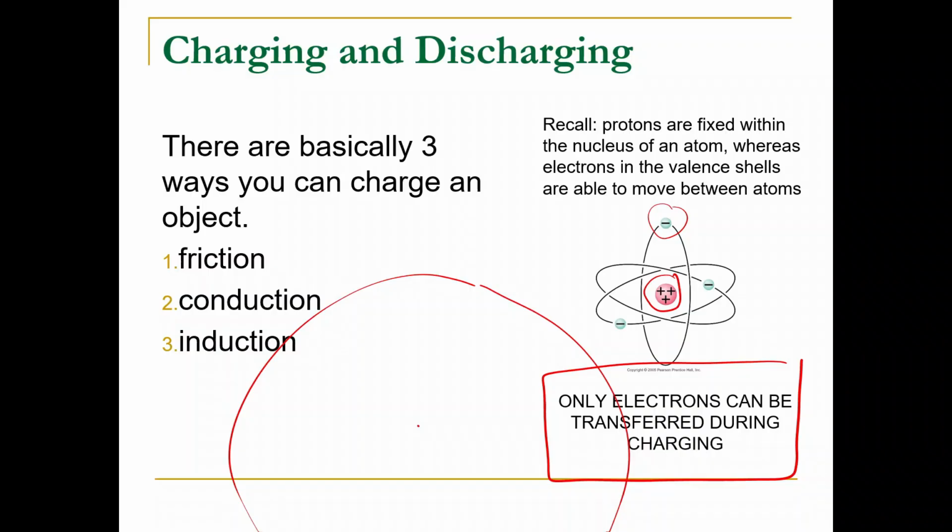So if an object becomes positively charged, it's because it has lost electrons. If it becomes negatively charged, it's because it has gained electrons. The protons never move.